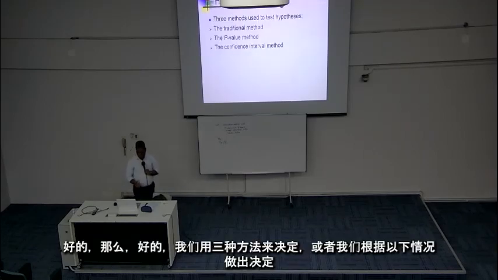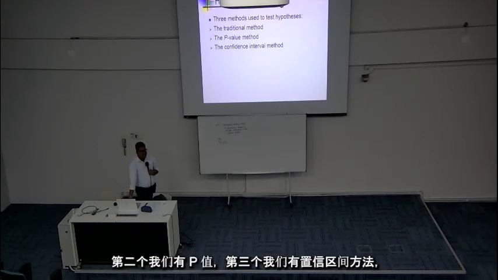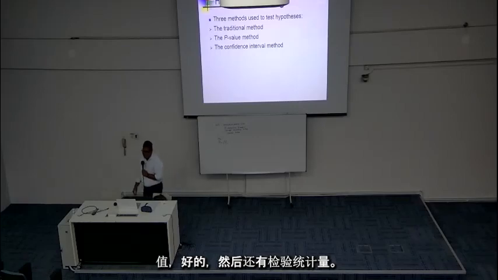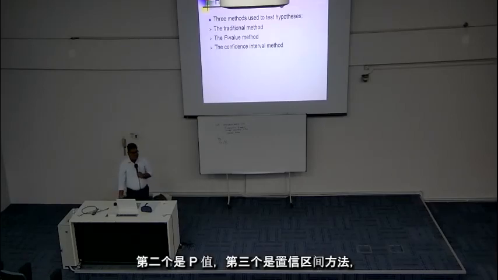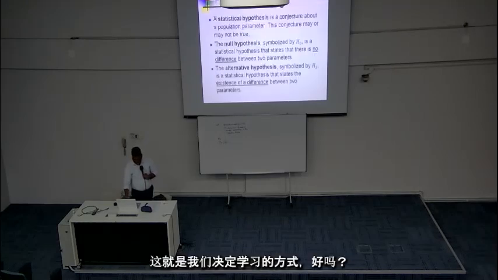Alright, so there are 3 methods used to make the decision based on hypothesis testing. The first one is the traditional method, the second one is the p-value, and the third one is the confidence interval method. The traditional method is based on the Z-test, or the critical value, and also the test statistic. This is the way we are going to decide our study.